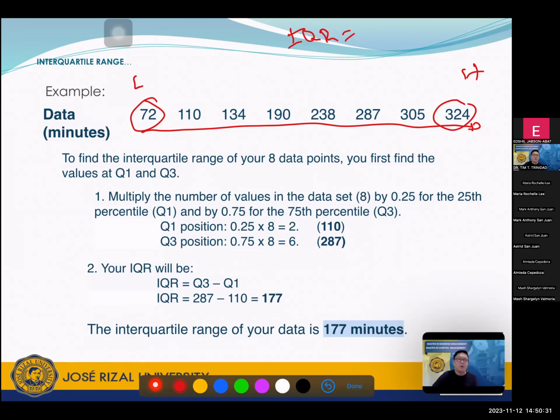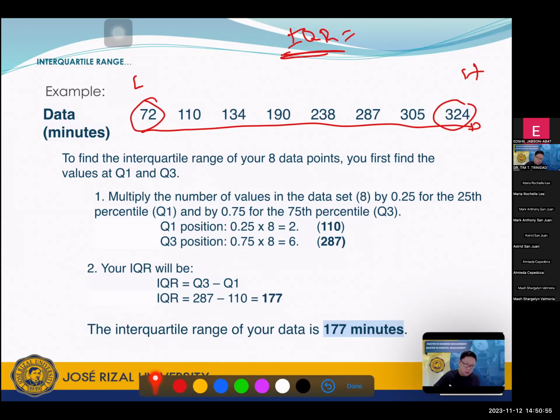No, we have to compute for that muna. Yun ang reason natin, hindi natin alam yung interquartile range. So we have to compute for that. So how are we going to compute? You have to multiply the number of values of the data set. Ilan yung data set natin? 1, 2, 3, 4, 5, 6, 7, 8. Okay. By 0.25 for the 25th percentile.